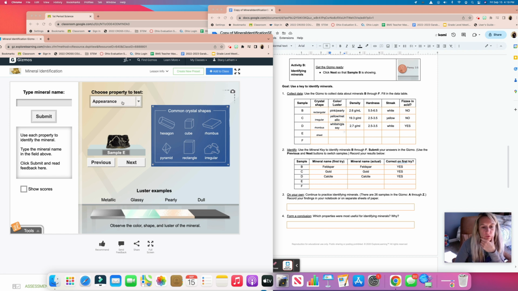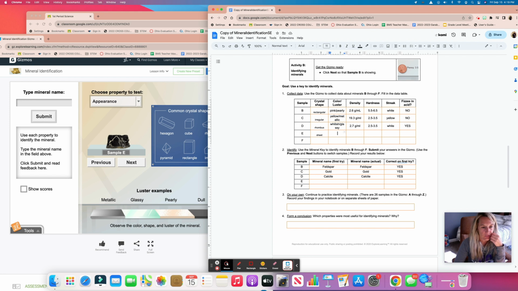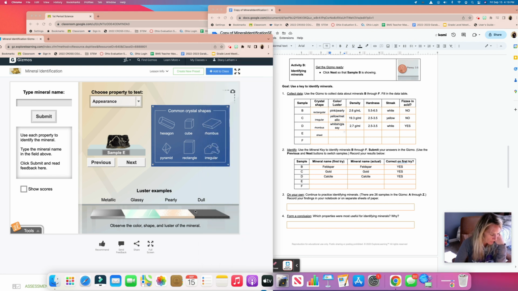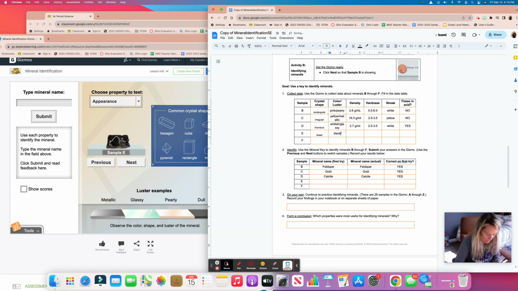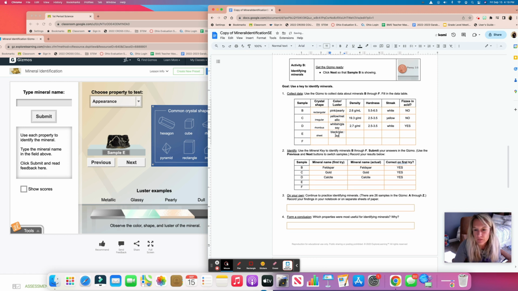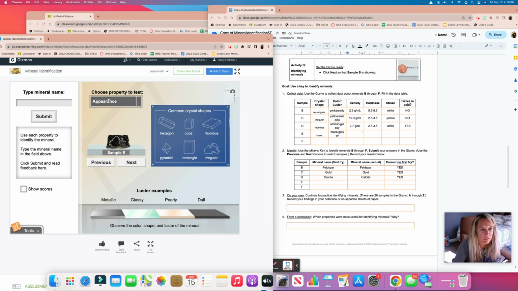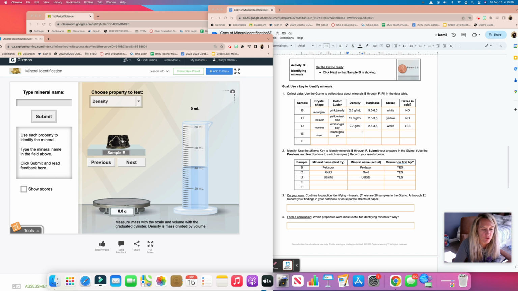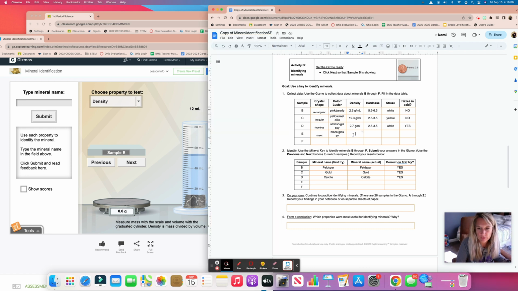All right, so appearance, we would say it's not metallic, but it's black, and kind of shiny like glass. So I would say it's black and glassy. All right, density, our best one to try. Let's get the mass of 36, divided by volume of 12. So 36 divided by 12 gives us 3. So we have a density of 3 grams per milliliter.